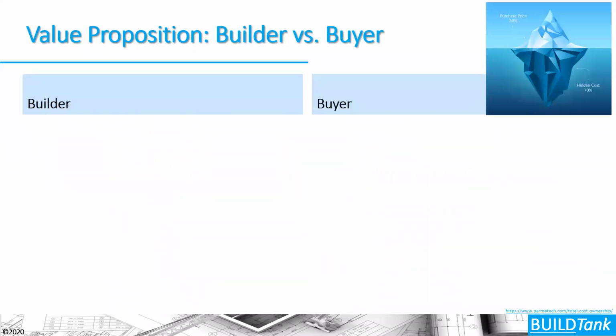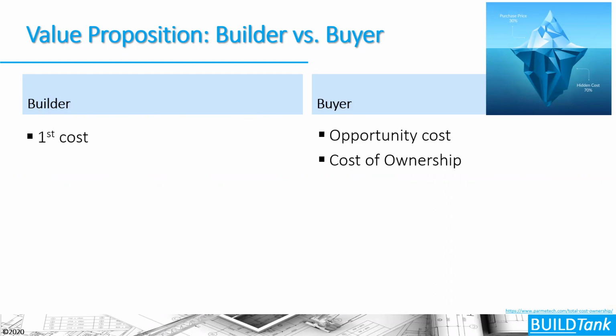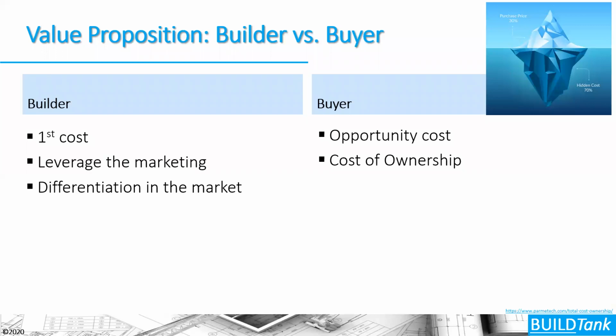And this cost is a little bit different, again, from a builder's perspective, from a buyer's perspective. From a builder's perspective, we're looking primarily at first cost. From a buyer's perspective, we might be looking at opportunity cost. I have only one opportunity to get that insulation behind the drywall and get the most there I can, and that will impact that cost of ownership the most as well.